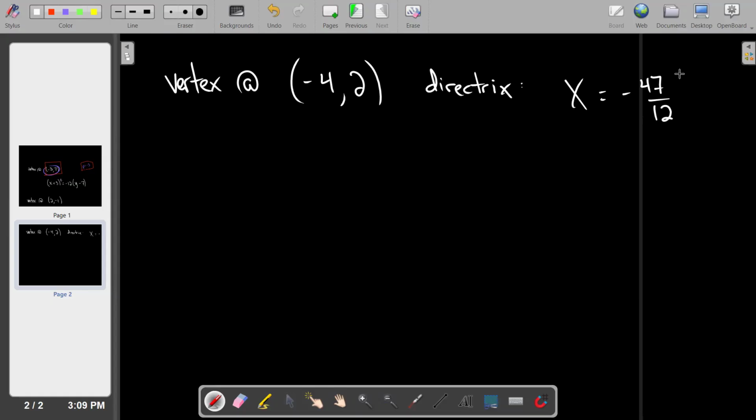So I'm gonna draw a picture. If you don't like drawing pictures with me, that's your thing. I'm gonna draw a picture. So I'm gonna focus on where the vertex is, and the vertex is up in quadrant 2. So my vertex is gonna be at left 4 up 2. So maybe right about here. Okay. So this is 2, and this is -4.